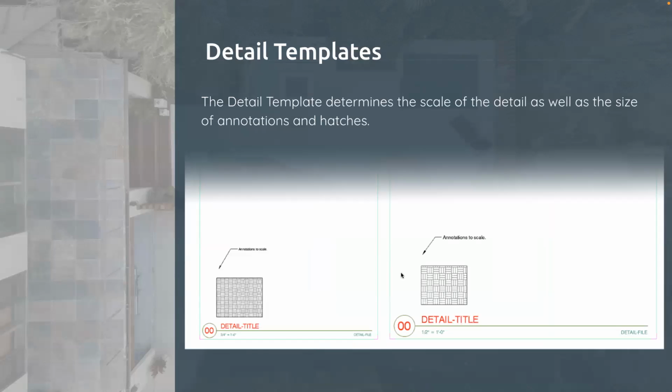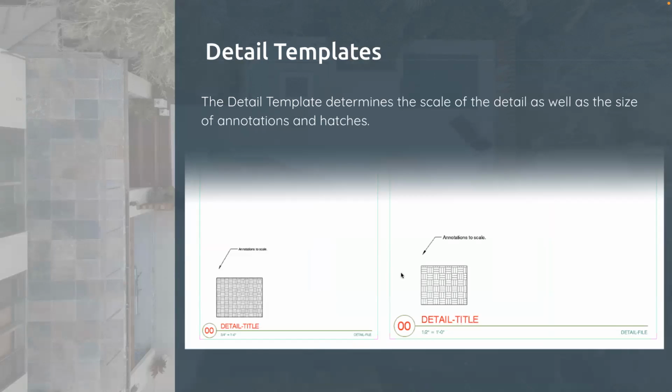So the detail template determines the scale of the detail, as well as the size of annotations and hatches. So you're going to want to place that detail template around any line work that you have before you annotate or place hatches or anything that is automatically scaled.